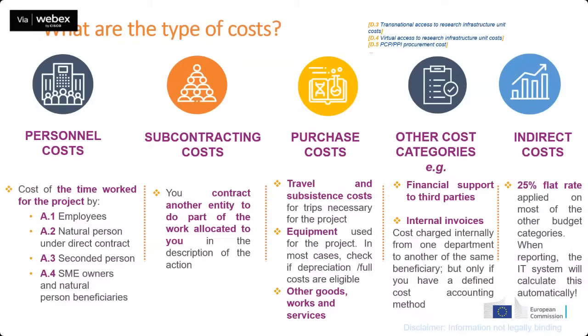Then we can find other types of cost categories, such as financial support to third parties, internal invoices, or access to research infrastructure. These are cost categories that would be activated in your grant if they have been foreseen in your call. And of course, we also have indirect costs, which are at a 25% flat rate, which is applied to most of the other budget categories.